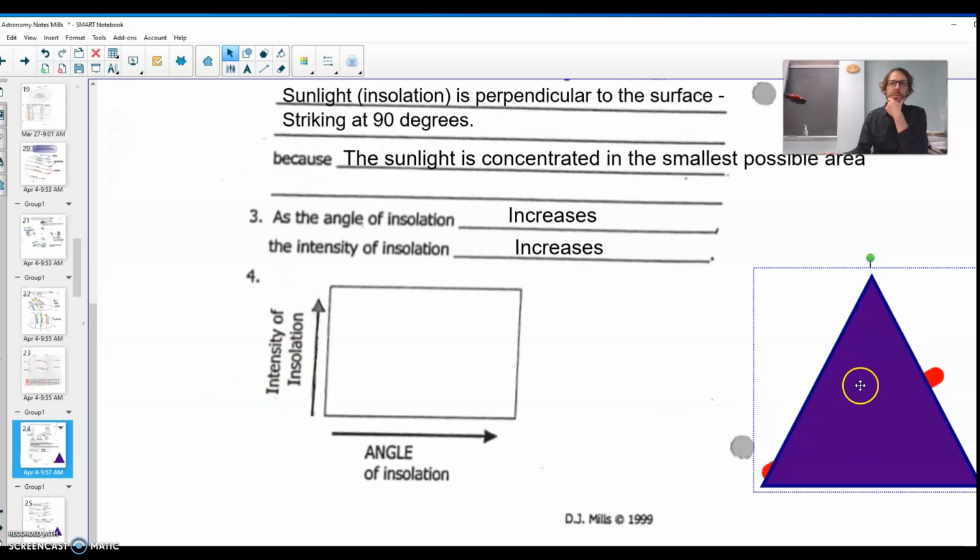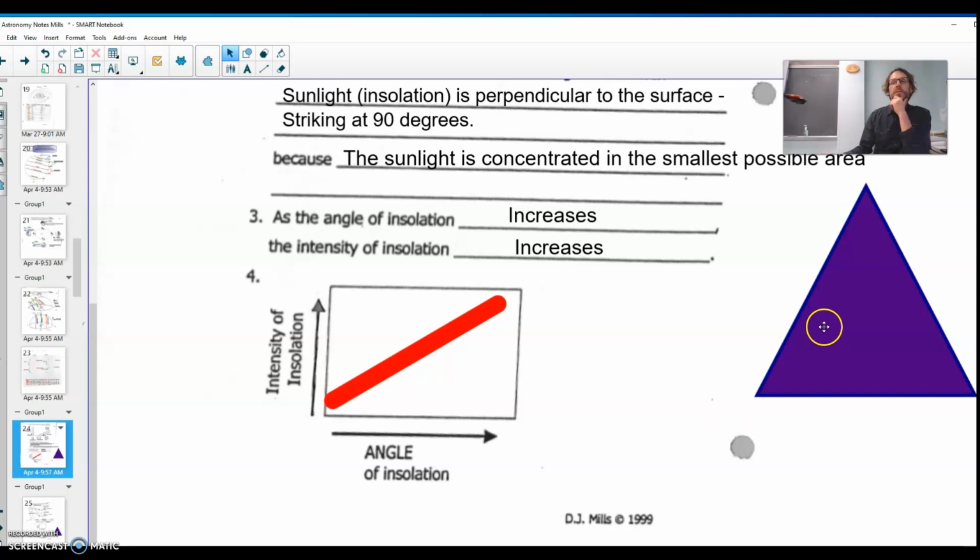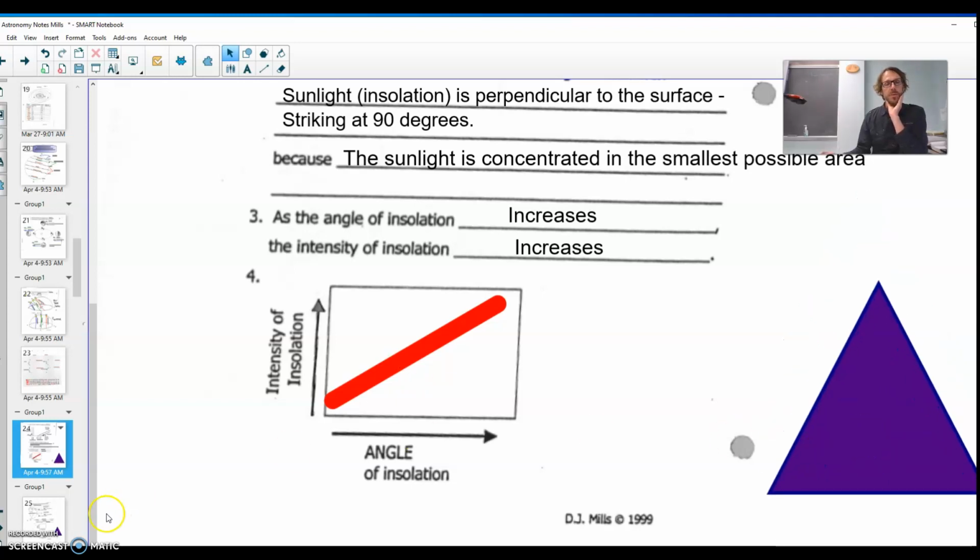And you can kind of see it from my messed up triangle here. We're going to have a direct relationship here, guys. If you increase the angle of insolation, you increase the intensity of insolation.